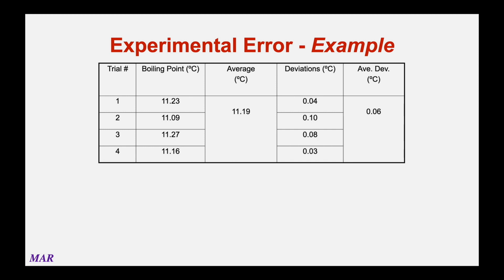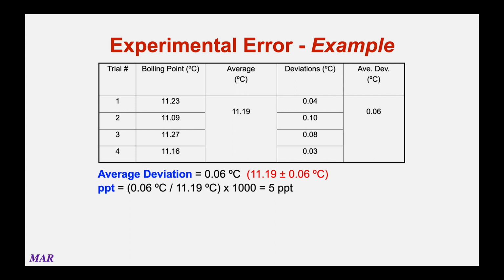So if you took 0.04 plus 0.10 plus 0.08 plus 0.03 and hit enter, that would be some number, and you would divide it by 4, the number of deviations, number of trials, to get the average deviation. So the average deviation is 0.06. You could write that as 11.19 plus or minus 0.06 if you wanted. Parts per thousand is average deviation divided by average times 1,000. 0.06 divided by 11.19 times 1,000 is 5 parts per thousand, so they're pretty precise.